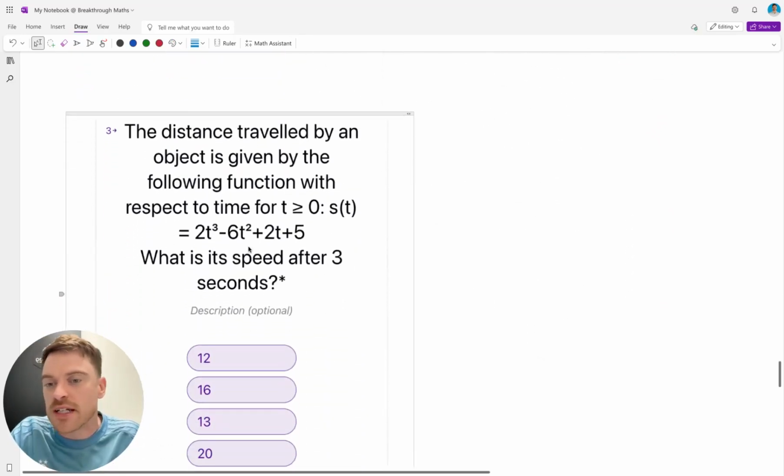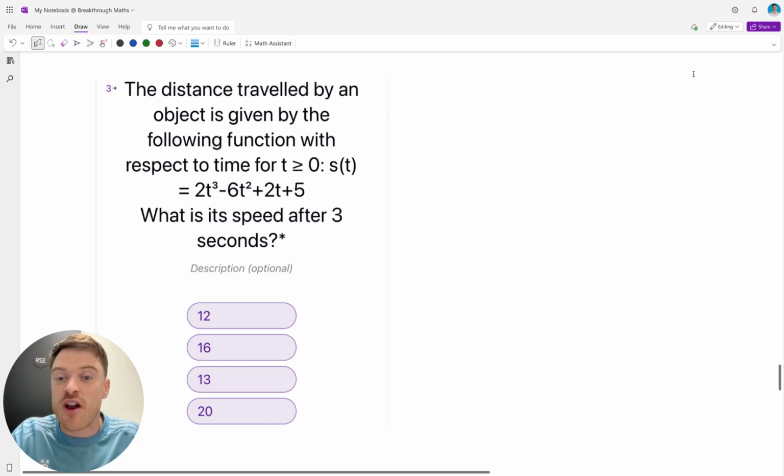Super. The distance traveled by an object is given by the following function. It looks wordy, it looks messy, but if you're doing Leaving Cert, this is going to be in section A and section B of paper 1.